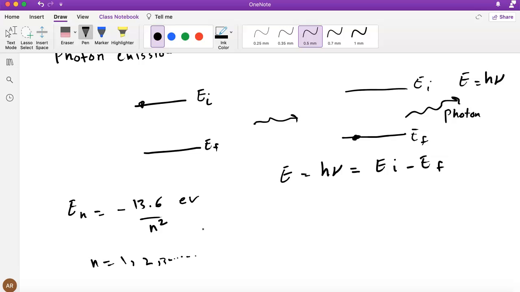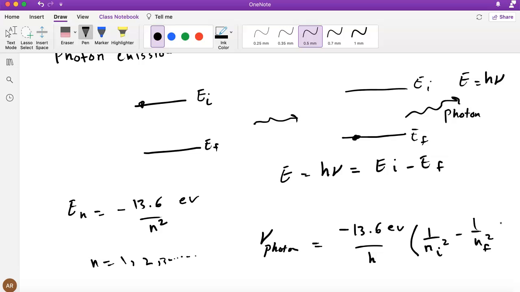So if I look at the frequencies, the frequency of a photon must be minus 13.6 electron volt divided by h times, let's say, 1 over n initial squared minus 1 over n final squared. Right?